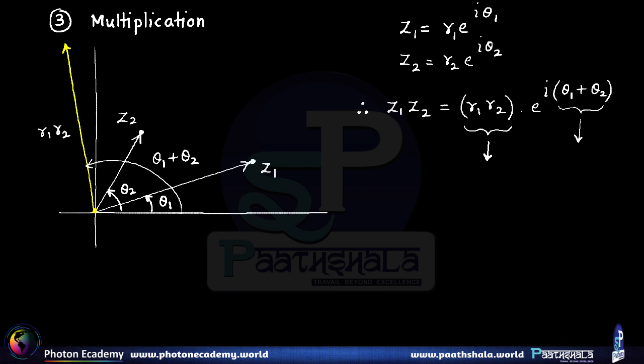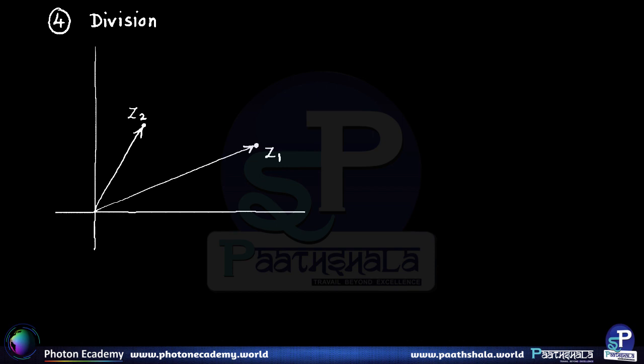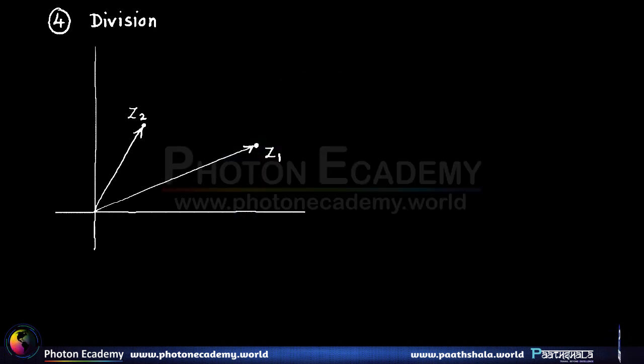Alright. So that is the graphical interpretation of multiplication. Now based on this we can deduce how the division will behave. Now if we want z1 upon z2, that is nothing but r1 into e raised to i theta 1 whole divided by r2 into e raised to i theta 2.